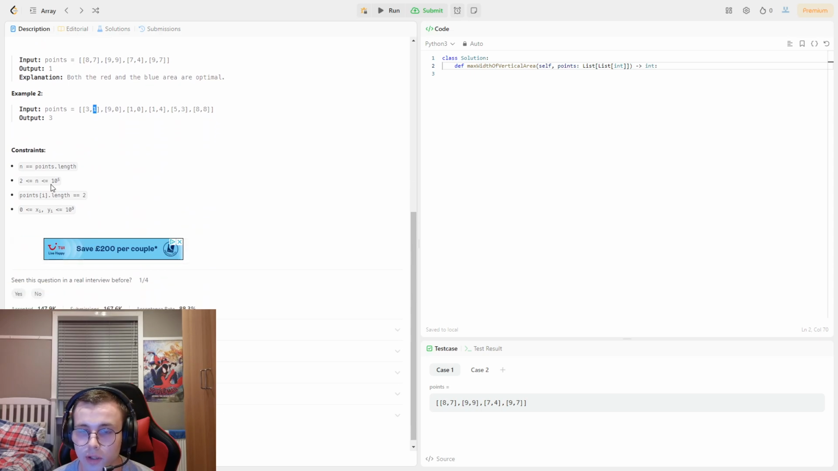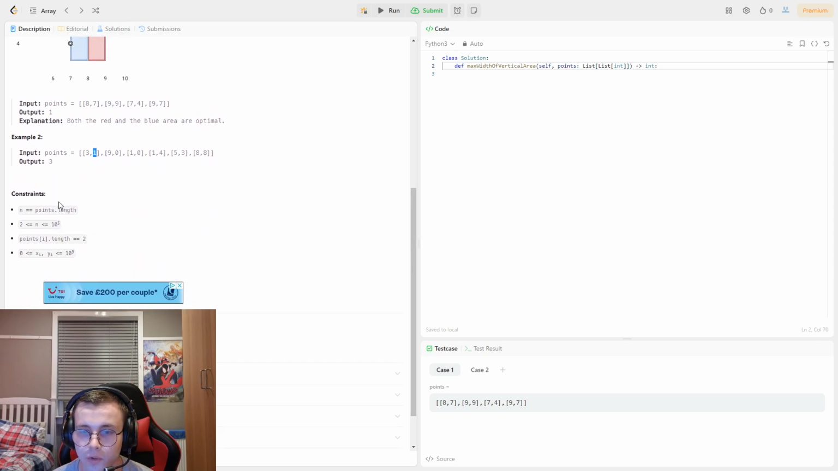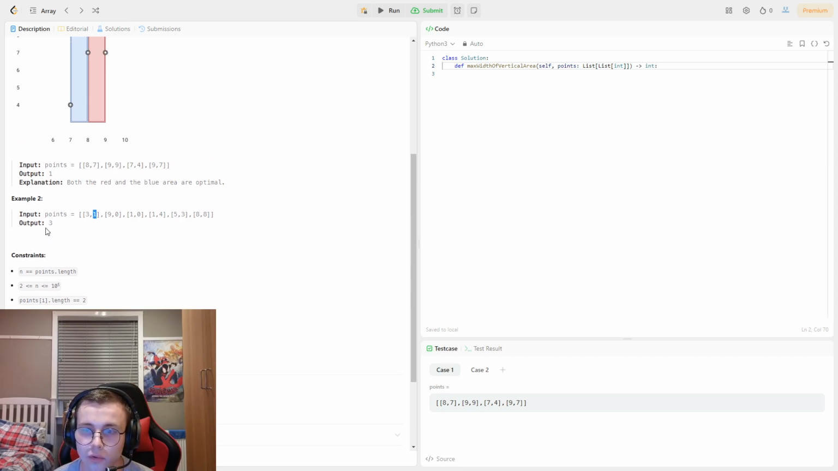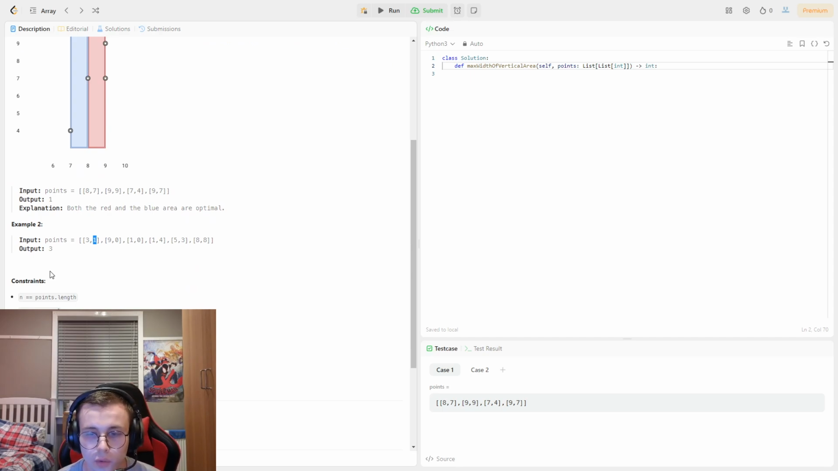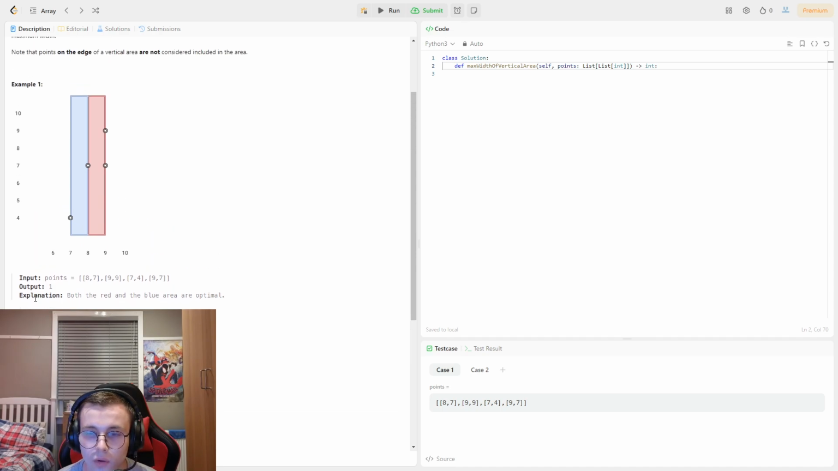I'm going to read the constraints. So y is less than or equal to 10 to the power 9, and x is greater than or equal to 1. The length of points[i] is 2, so there's an x and a y. Yep. n is greater than or equal to 2. What is n again? Okay, the amount of points. So it's between 2 and 10 to the power 5. And n is the points.length.